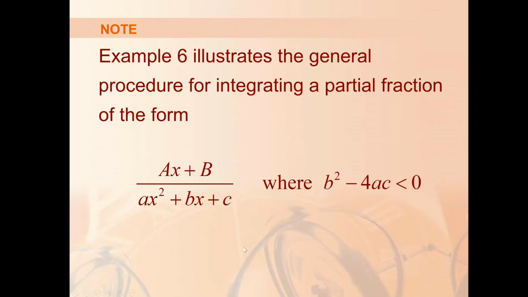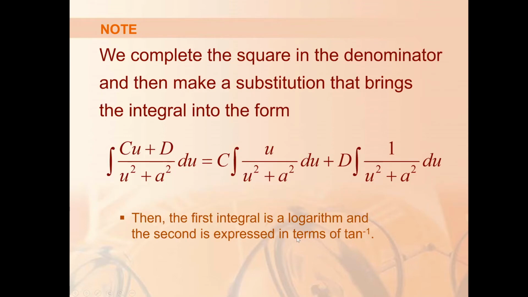Okay, so now let's see what else we have for the rest of this. So for this example, once again, it illustrates the general procedure for integrating partial fractions of the form where b squared minus 4ac is less than 0. If you see anything like that, that means you want to complete the square. So you don't need to do it with the integration by partial fraction technique. And also once you complete the square for that one, you can always separate them, and then you can integrate each term individually.